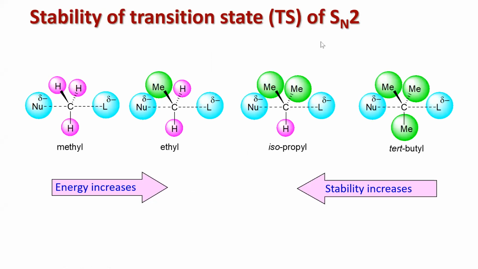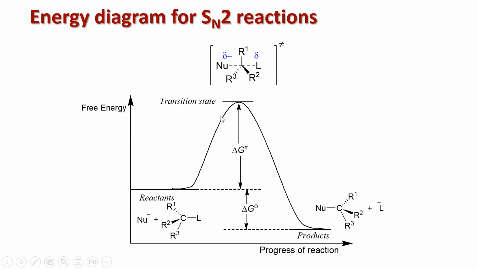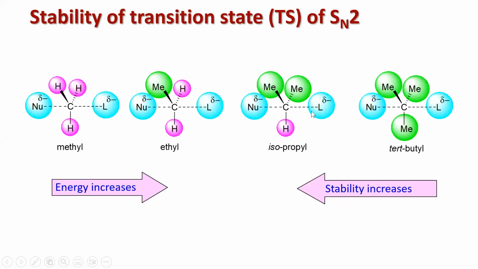Stability of transition state. Now you saw what type of a transition state is there for SN2 reactions. So I have put in my print. Here I have indicated the substituent groups as R1, R2, and R3, right? If all alkyl groups are replaced by hydrogens, it is going to be a methyl carbon here, right? And if one hydrogen is replaced by methyl, it is an ethyl group. And in the same way, isopropyl and tertiary butyl.